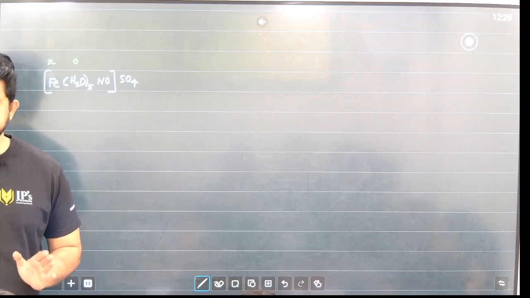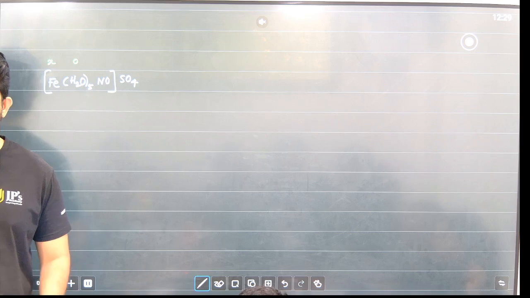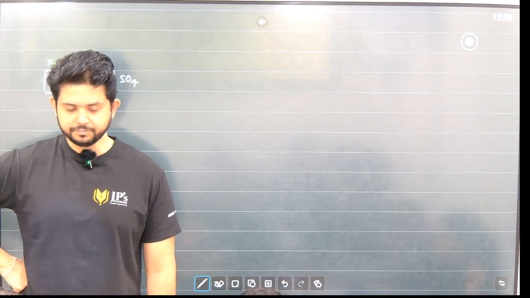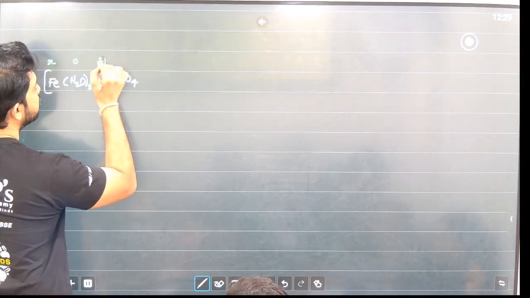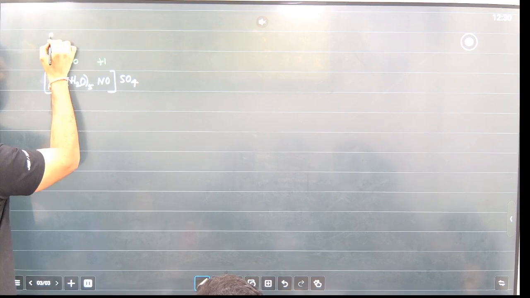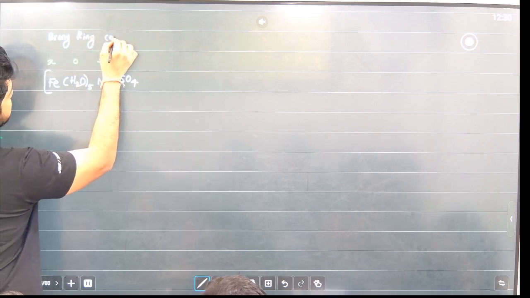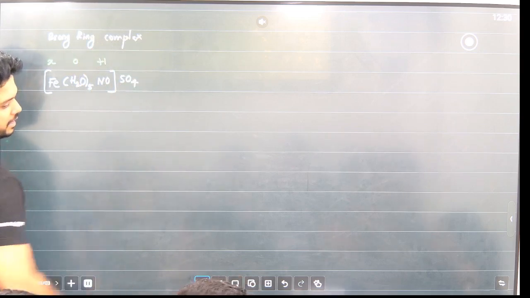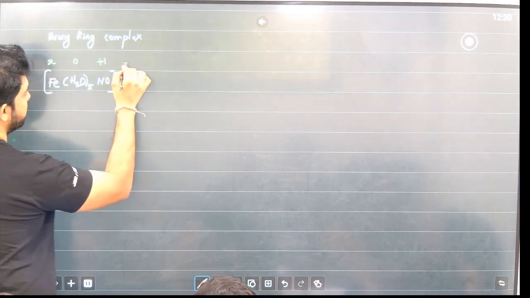In majority of cases, NO will be nitrosyl, neutral monodentate. But over here, NO is in the form of nitrosonium. This is the brown ring complex. You have to remember that in this one, NO is nitrosonium +1. This is -2. Now find X for me.